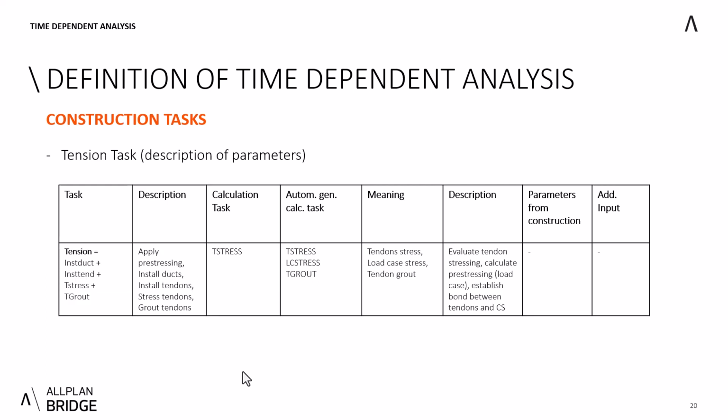And of course, last but not least, is the construction tension task, which consists of four different subtasks: installing the ducts, installing the tendons, stressing and grouting. And what it does is evaluate the tendon stressing, which we define in the tendon stressing procedure. We calculate the pre-stressing load case and establish the bond between the tendons and the cross-section.